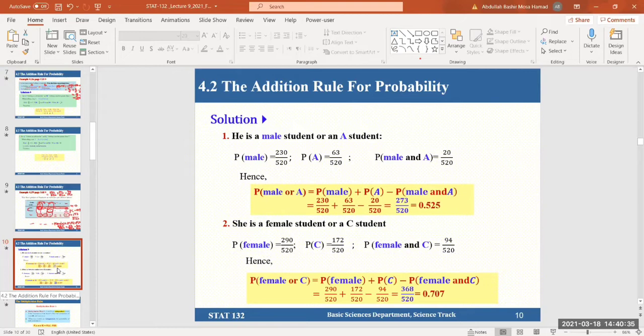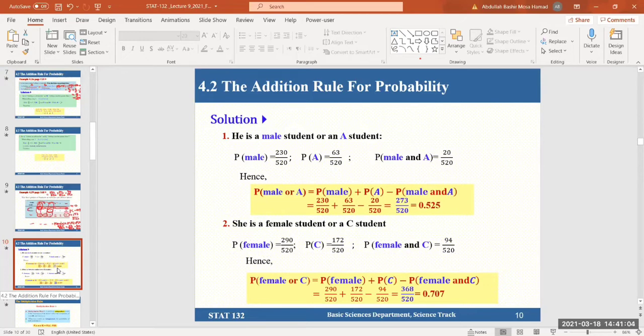If two events are disjoint, then the probability of A or B equals P of A plus P of B. If three events, A and B and C, are disjoint, then P of A or B or C equals P of A plus P of B plus P of C. Clear?